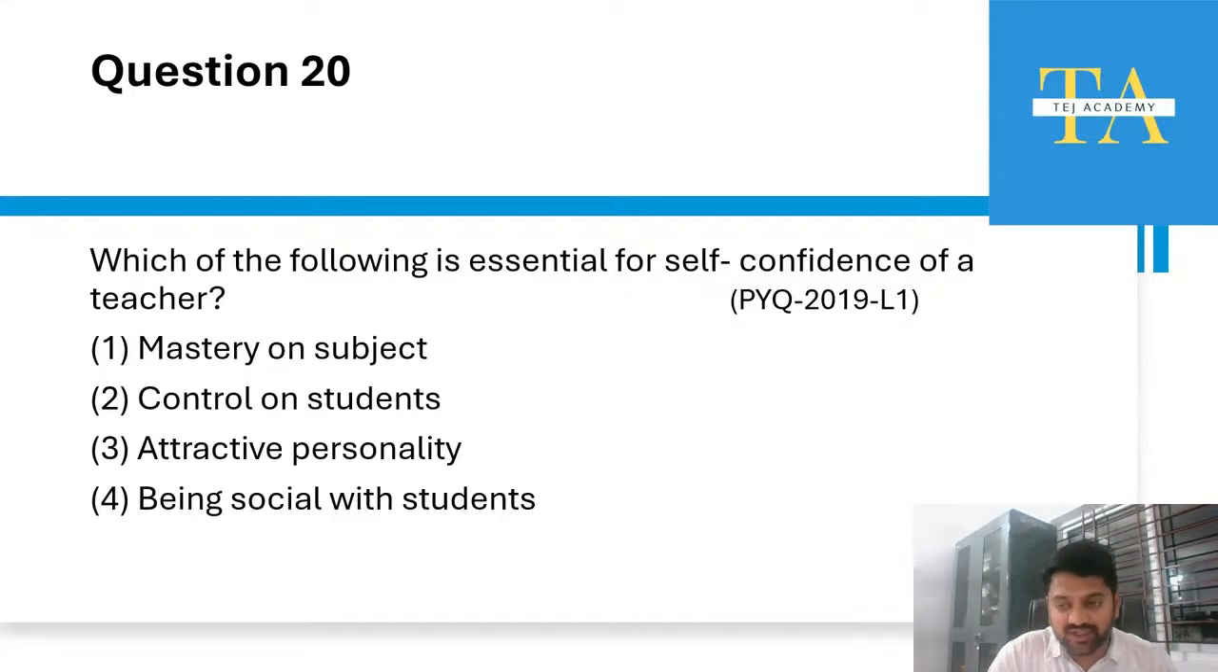Next, move to question number 20. Which of the following is essential for the self-confidence of a teacher? When you enter a class, to improve your self-confidence as a teacher: mastery on subject, control on students, attractive personality, being social with students. Here comes the subject. To improve the self-confidence of a teacher, the first important thing is that you should have a command on the subject. Madan, attractive personality. Okay, okay, okay.